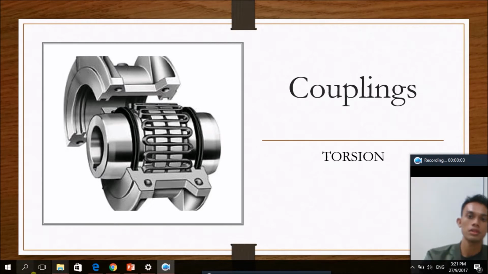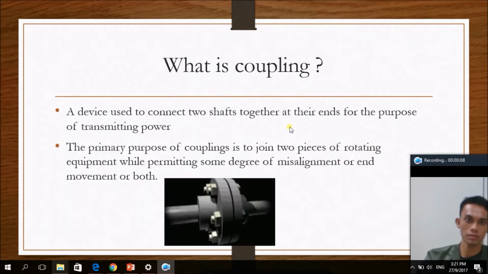Okay, so couplings are an example of an engineering product that uses torsion. So what is a coupling? Couplings are devices used to connect two shafts together at their ends for the purpose of transmitting power. The primary purpose of a coupling is to join two pieces of rotating equipment while permitting some degree of misalignment or end movement or both.